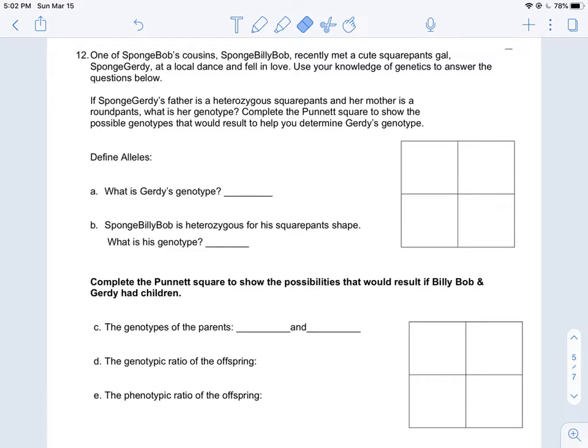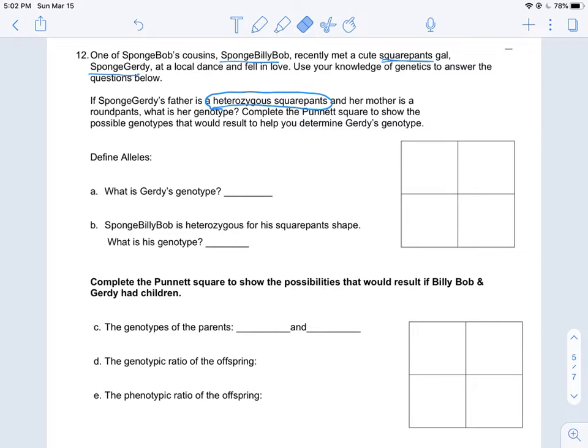Okay, so the first paragraph tells us all about Sponge Billy Bob and the girl he met, Sponge Gertie, and she's got square pants. The next paragraph is going to give us Sponge Gertie's background so that we can hopefully figure out her genotype. Sponge Gertie's father is heterozygous square pants. This is really important. Whenever you see a phenotype and you know that it's heterozygous, that tells you that phenotype is dominant. So in this case, we now know square pants is dominant.